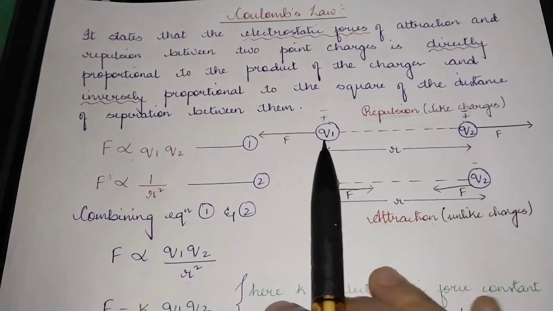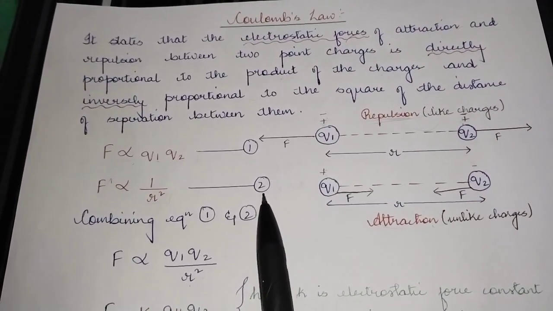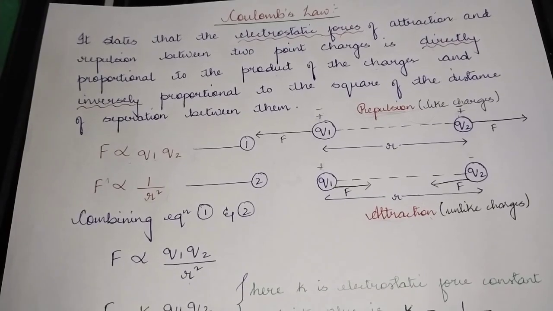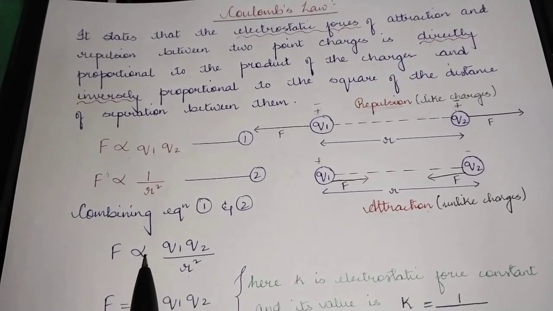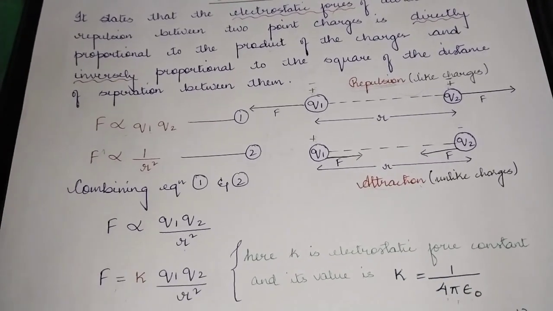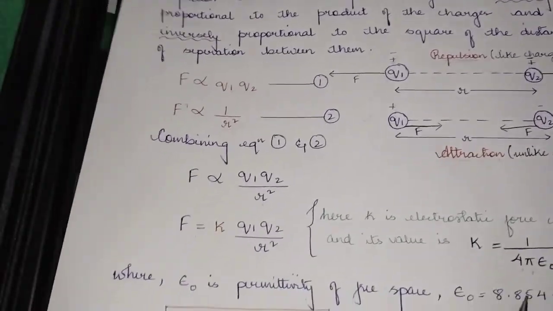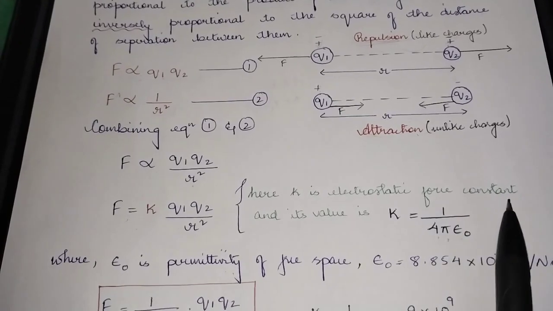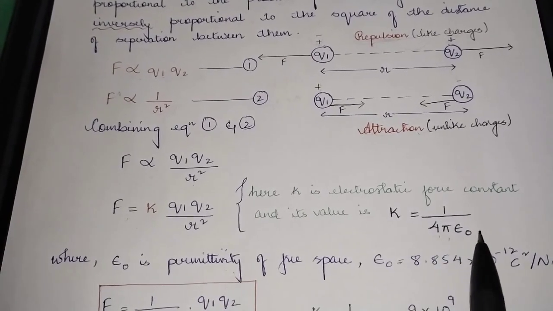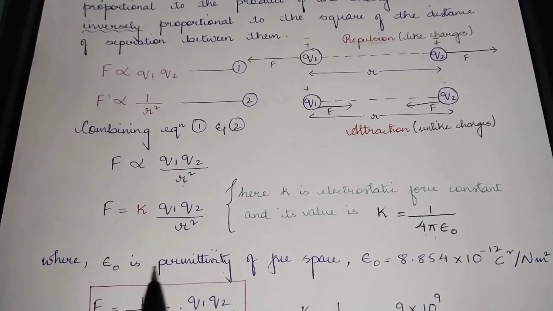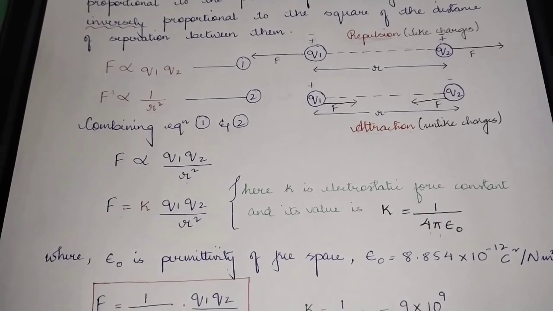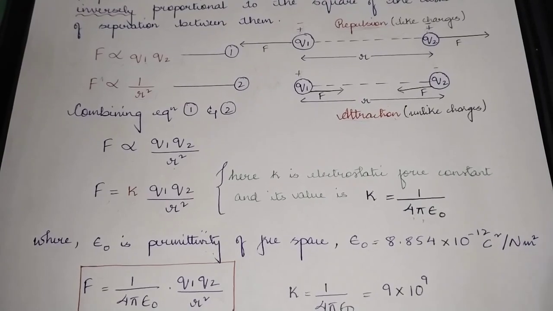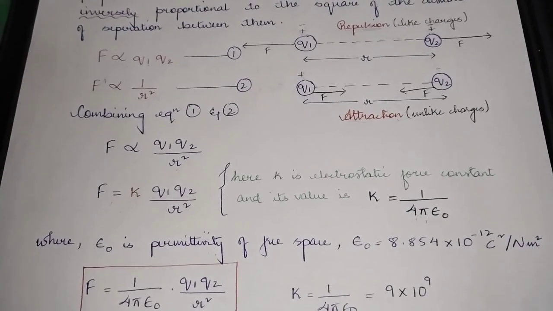So that being said, when we combine equation number 1 and equation number 2, we get F is directly proportional to Q1 Q2 by r square. Since we can see our proportionality sign here, when we remove this, we'll be getting a constant K. So here, K is your electrostatic force constant, and its value is 1 by 4 pi epsilon naught. Here epsilon naught is the permittivity of free space, whose value is 8.854 into 10 to the power minus 12 Coulomb square Newton inverse meter square inverse.